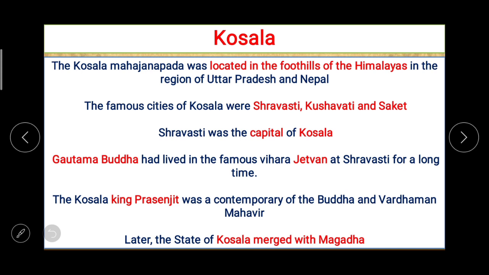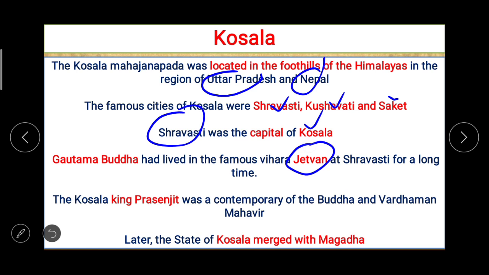The Kosala Mahajanapada was located in the foothills of the Himalayas in the region of Uttar Pradesh and Nepal. The famous cities of Kosala were Shravasti, Kushavati and Saket. Shravasti was the capital of Kosala. Gautam Buddha had lived in the famous Vihara Jetavan at Shravasti for a long time. Now here we are talking about the 4 important Mahajanapadas, that is Kosal, Vats, Avanti and Magadha.